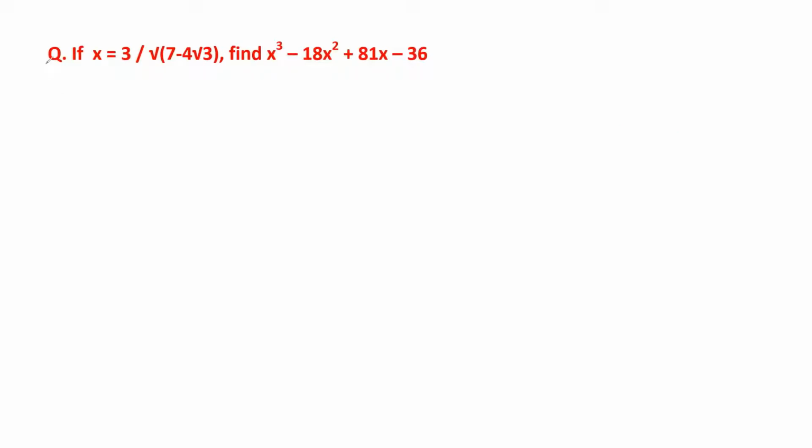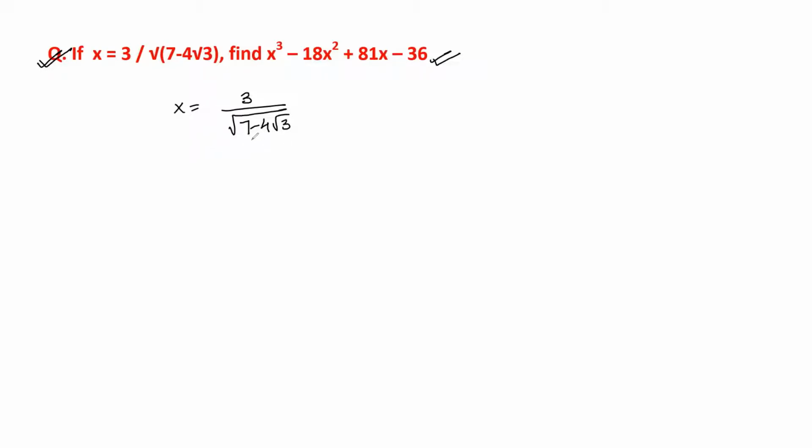Now let us see this question. If x is equal to 3 upon root of 7 minus 4 root 3, then find the value of this cubic polynomial. So x is equal to 3 upon root of 7 minus 4 root 3 and we need to find the value of this expression.